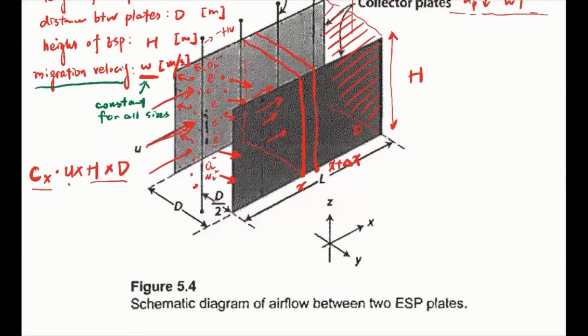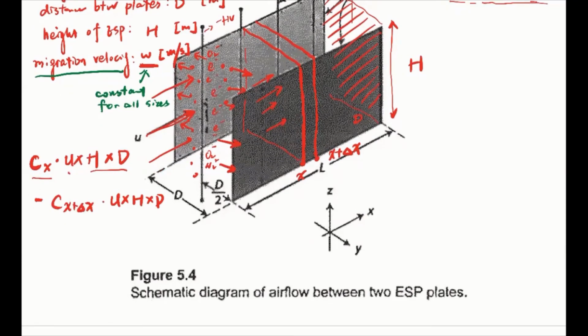Okay. So what is the outflow? Outflow is going to be C(x plus delta x) multiplied by u, H, and D. We just need to replace C(x) by C(x plus delta x). So inflow minus outflow is going to be the amount of particles getting collected at this surface. Right? So this is a mass balance here. The difference between the inflow and outflow is just the amount of particles getting collected onto this thin surface here.